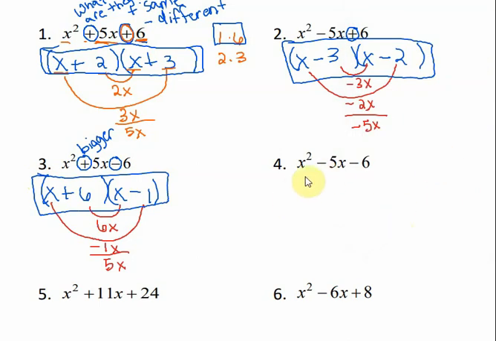Okay, number 4, 2 sets of parentheses. What goes in the first 2 spots? X and x. This tells me my signs are different, but this time the bigger term needs to be negative. Okay, again, I'm subtracting, so the factors of 6 that would subtract to give me 5 are 1 and 6, but this time 6, the bigger number, needs to be negative, and then the 1 is positive.